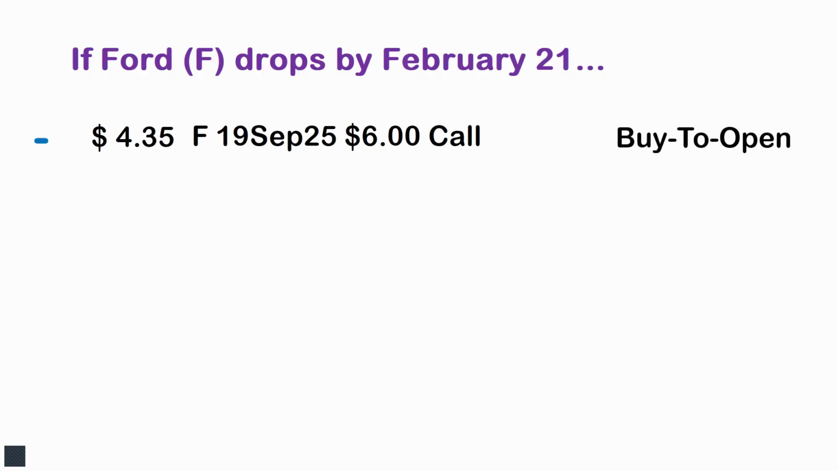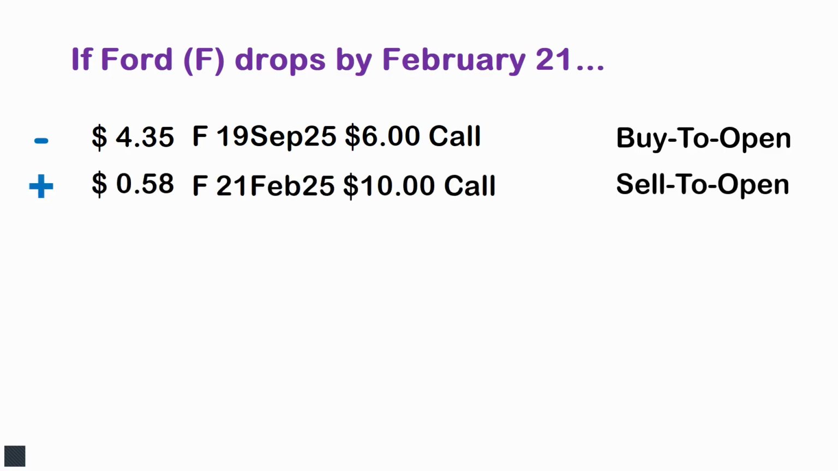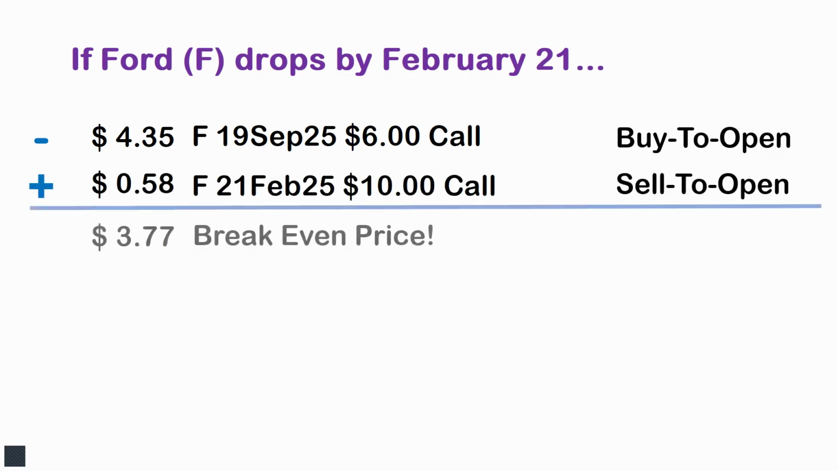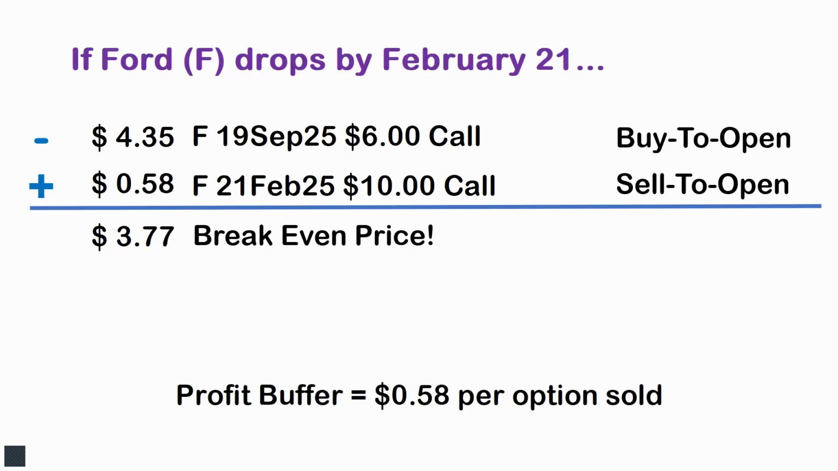Of course, what happens if Ford drops? Well, in just about 2 minutes, I'm going to show you how we can reduce the risk on return even further. But the beautiful situation here is we have a built-in profit buffer. That back month option would need to drop all the way down to $3.77 before we have to delve into the red, right? It's going to be in the black all the way down to that price. We have a 58-cent profit buffer.